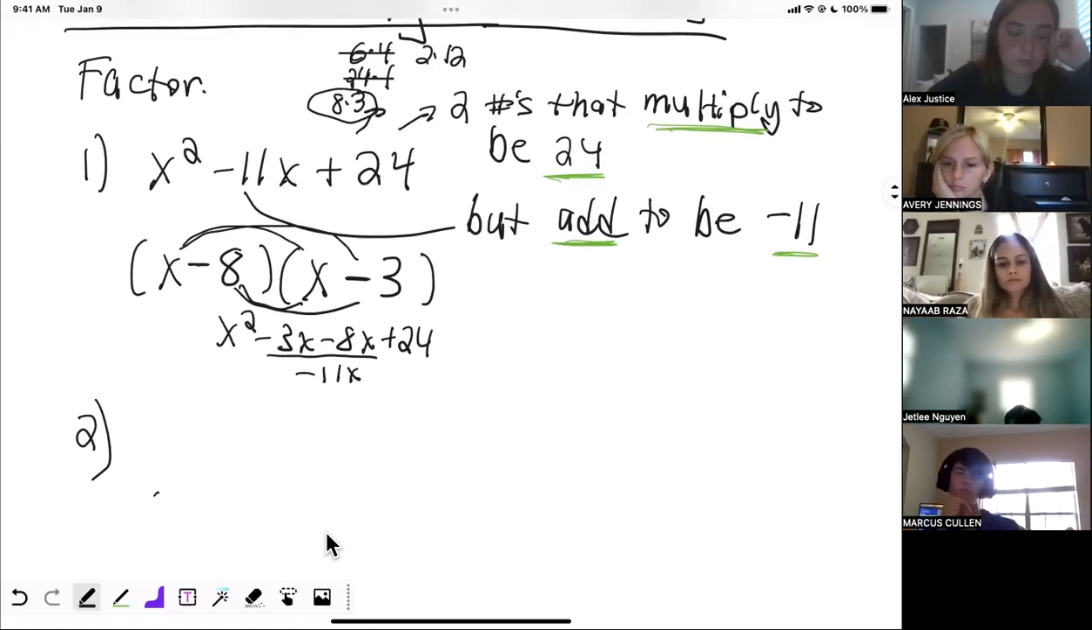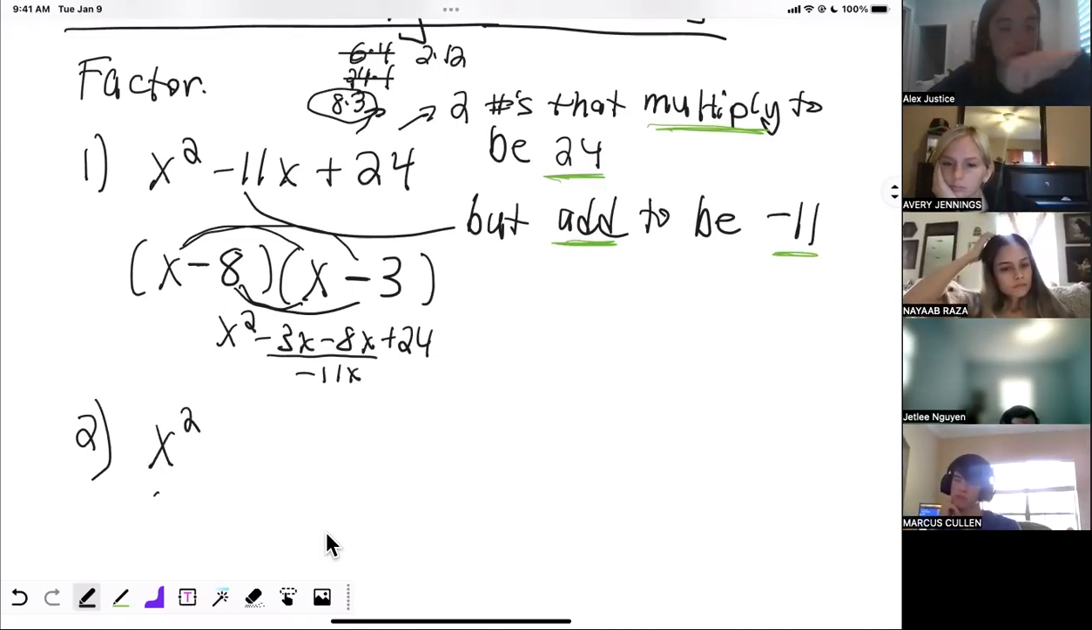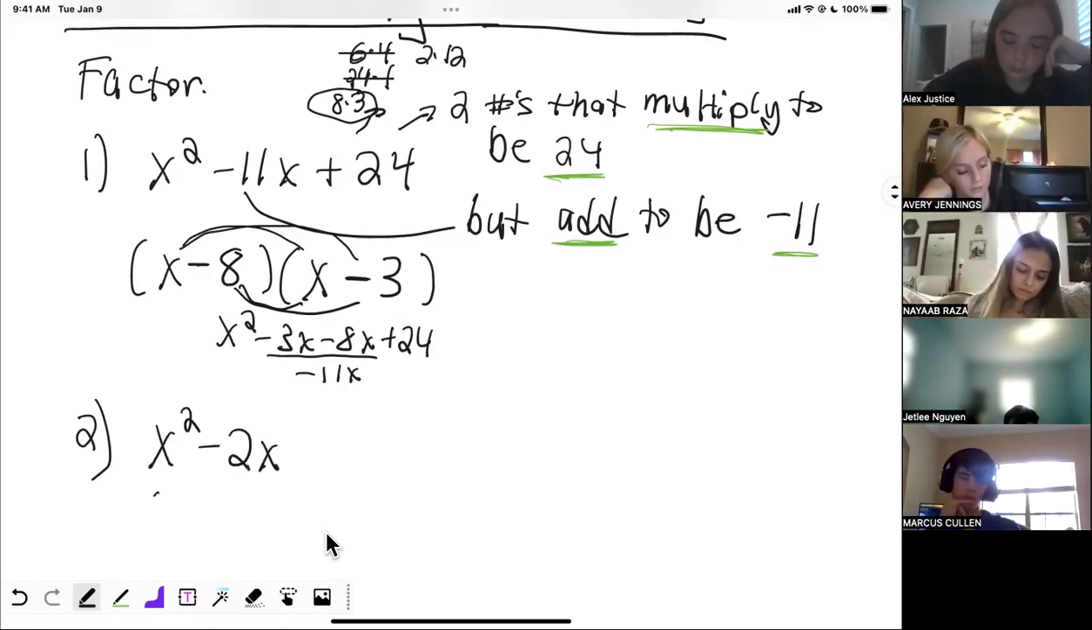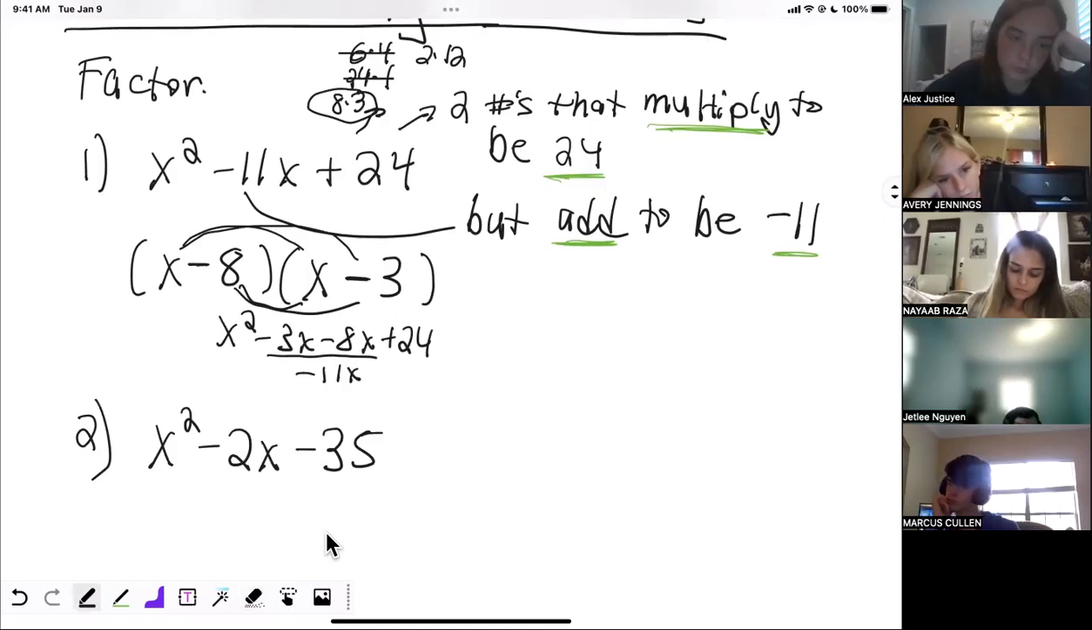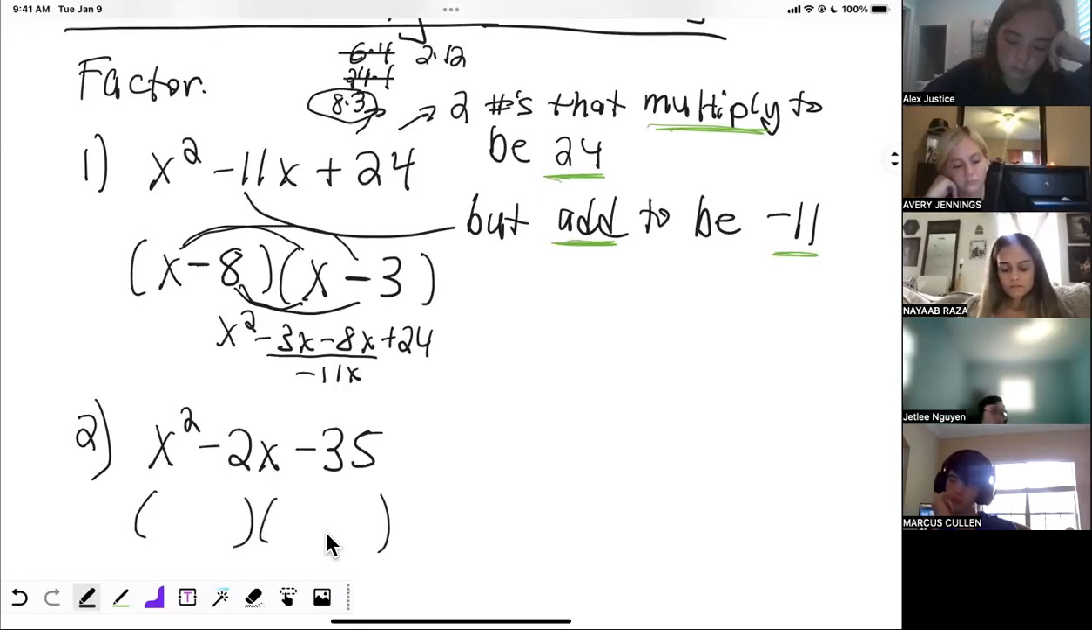Okay, so let's look at this one. X squared minus 2x minus 35. Okay, so going to factor. I'm going to put in what we worked on test day, which was also greatest common factor. I don't have any greatest common factors right now, but they're going to come back and we're going to put them back in a few minutes.